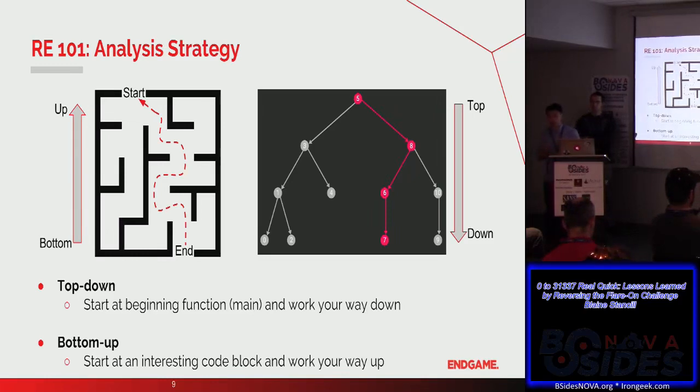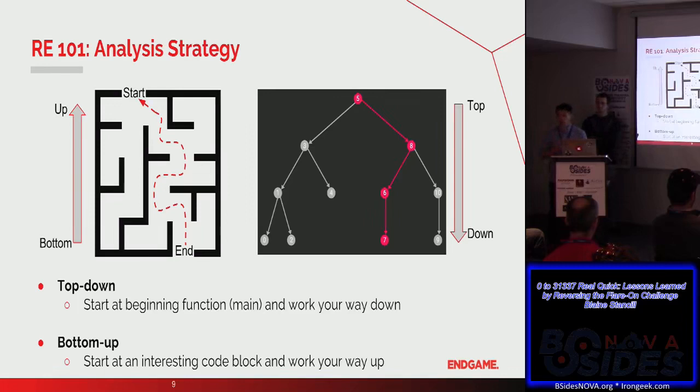And on the other side, we have bottom-up. And so with the bottom-up reversing strategy, you find an interesting code block. For example, if it's for a CTF binary, if there's a win function that you need to reach, you would start there and work your way backwards from there to see how you can direct the flow of execution to hit that win function. And so when you're doing this, you want to try to figure out what conditions you need to satisfy in order to reach that interesting code block, and perhaps what values you can input that will influence the flow of execution in the way that will lead you to that win function.